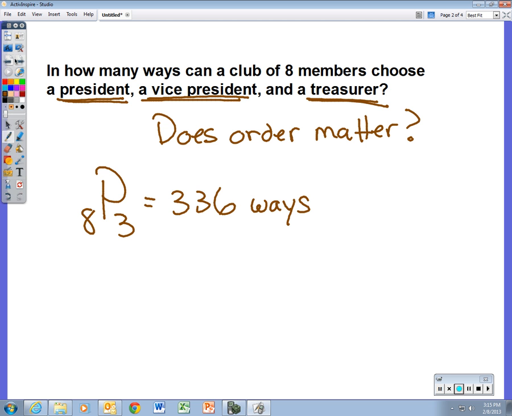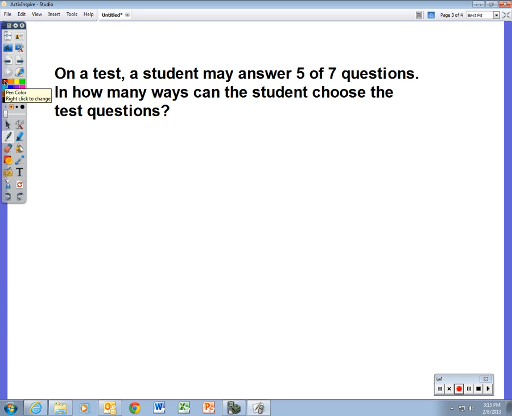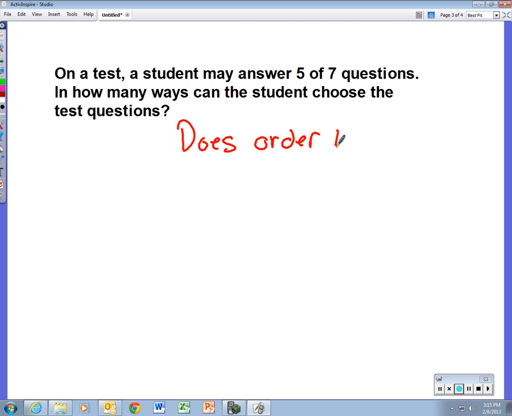All right, the next one. On a test, a student may answer 5 of 7 questions. In how many ways can the student choose test questions? Again, you have to ask yourself, does order matter? Well, if you're taking a test, do you have to take the test in a certain order? Do you have to do number 1 first? Do you have to do number 2 second? No. I think many teachers will tell you, go do the problems you can do first and then work on the others. So no, if you only have to do 5 of 7, you get to pick and choose. So order does not matter.